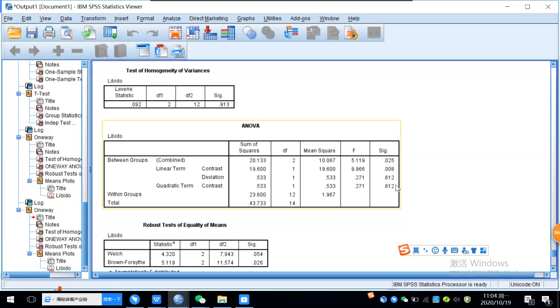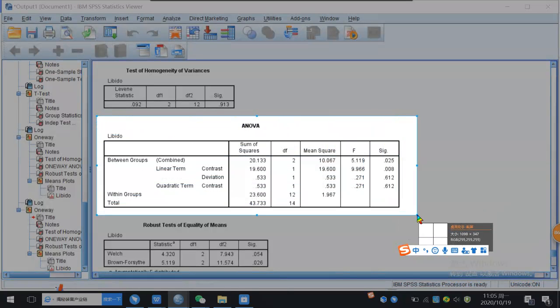Next, let's look at the quadratic. The F value is 0.271, and the corresponding significance is 0.612. So that means it's more than 0.05. So we can conclude that the quadratic trend is non-significant. It's more than 0.05, so the quadratic trend is not significant. This part is very important. This is the result of trend analysis.